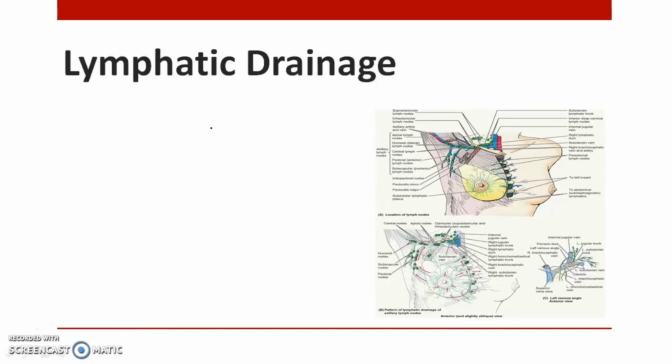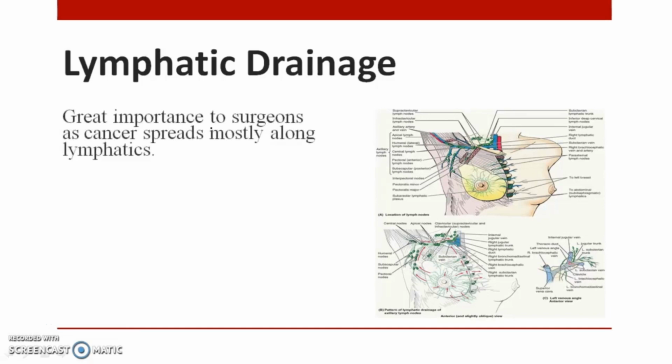Lymphatic drainage is again divided into superficial and deep, or else you can remember it as the skin region or integumentary part and the parenchyma part. Both have different sets of lymphatic drainage. We will move on to it. This is of importance to surgeons, as cancer spreads mostly along these lymphatics. That's why it is considered a very important topic you have to remember well, because the cancer cells present in the mammary gland will spread to other regions by means of these lymphatic vessels.